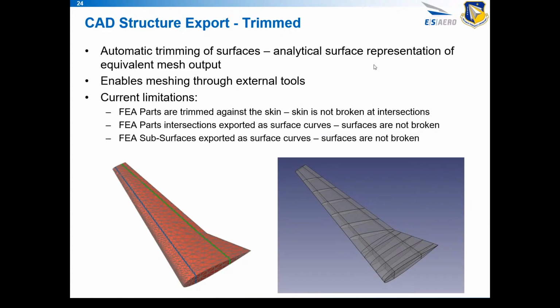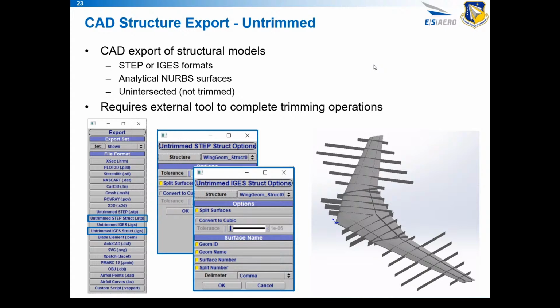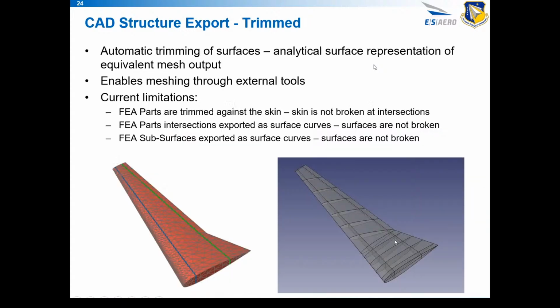More recently, we've added trimmed CAD exports, and so this will take that representation that we saw earlier, intersect everything, and only leave what's inside the OML. There are some limitations. It does not actually split the parent surface where those FEA parts are placed. That might be something that we'll work on improving in the future, but at the moment, this is how it's done.